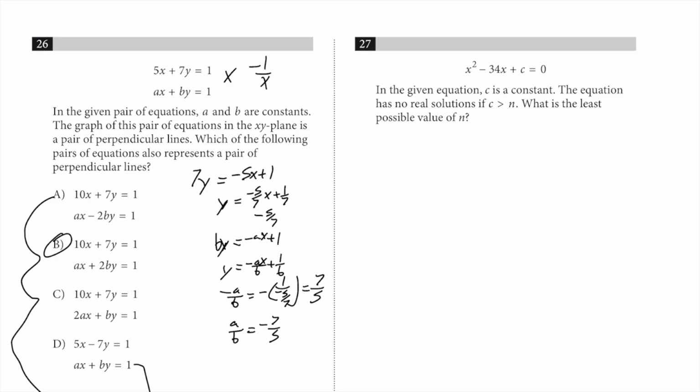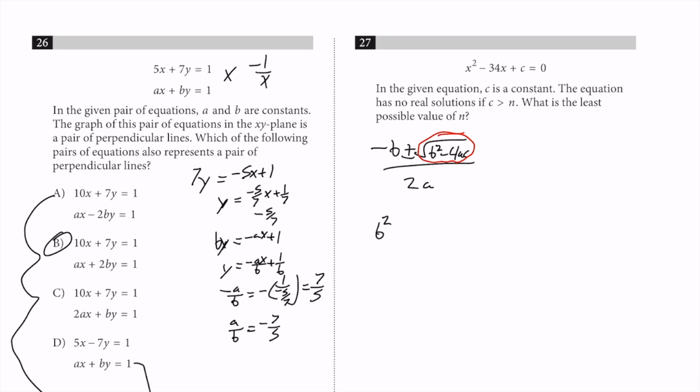So when we talk about real solutions, we think to the quadratic formula, which is -b plus or minus the square root of b squared minus 4ac over 2a. And this part right here is where we have to question whether the solutions are real, namely b squared minus 4ac must be greater than or equal to 0. If b squared minus 4ac is less than 0, then you have non-real answers.